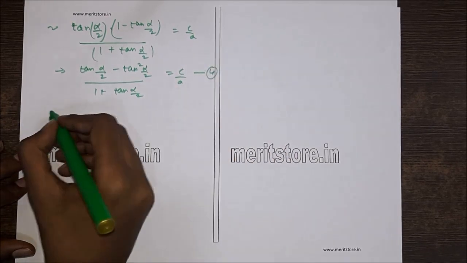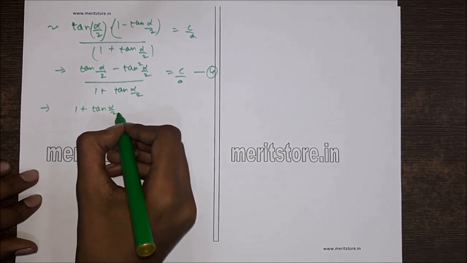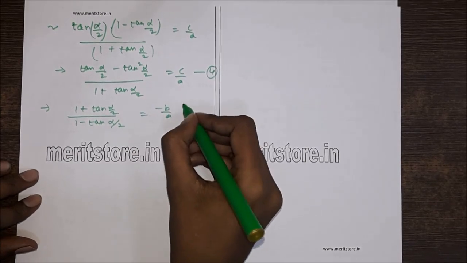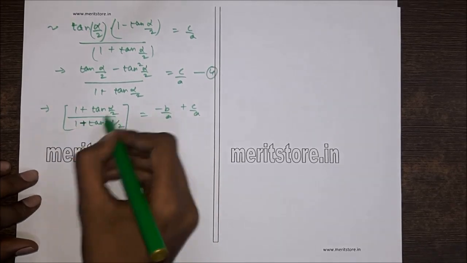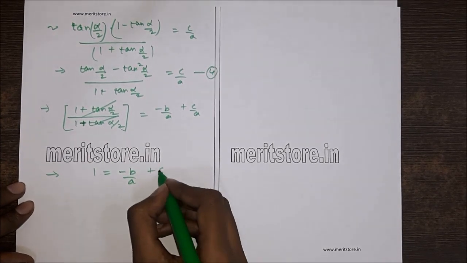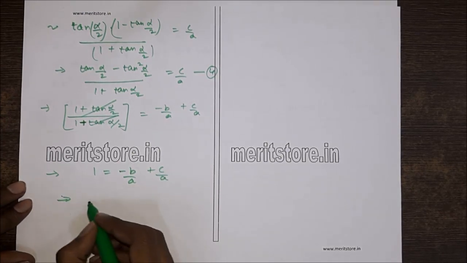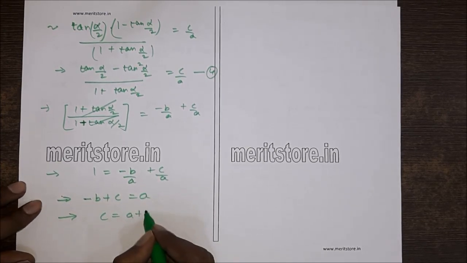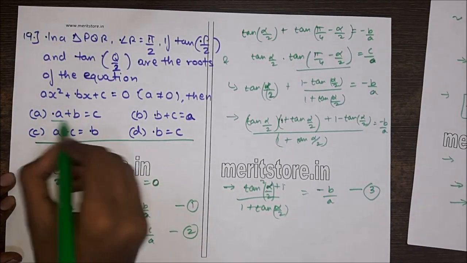This is equation 4. Now we add equation 3 and 4. We get 1 plus tan alpha by 2 upon 1 minus tan alpha by 2 is equal to minus b by a plus c by a. This is plus. Okay, so this term gets cancelled. So we have 1 is equal to minus b by a plus c by a. So that is minus b plus c is equal to a. Therefore c is equal to a plus b, which is option A.